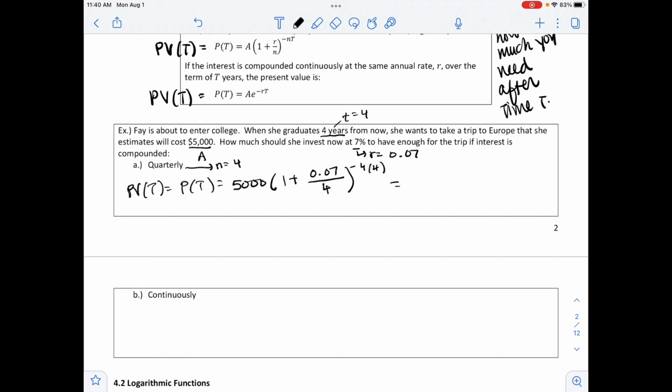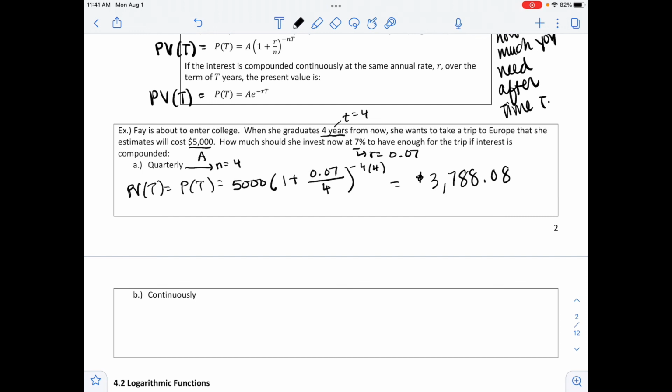From here we need to substitute this all in on our calculator. When we do, we'll find out how much money she needs to put in the bank right now so that she has enough money in the future, that $5,000 in 4 years, to take that trip to Europe. Working this out, we get $3,788.08. So she needs to invest that right now in order to have the $5,000 she needs in 4 years to take that trip.